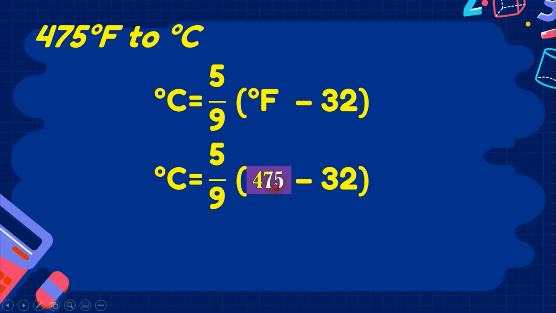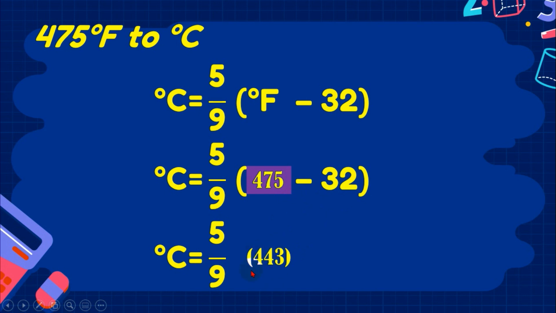Saan galing 'tong 475 na 'to? Dito yan galing sa given mo. Kasi diba, ang given is degrees Fahrenheit. So, papalitan lang natin yung F dito ng 475. Okay? So, pag napalitan mo na, you're good to go and continue on solving. Again, copy degrees Celsius. Copy equals. Copy 5 out of 9. And then, isolve na natin 'tong 475 minus 32 using your calculator para mabilis tayo. And that will be 443. Tama? Okay, so 475 minus 32 is 443.